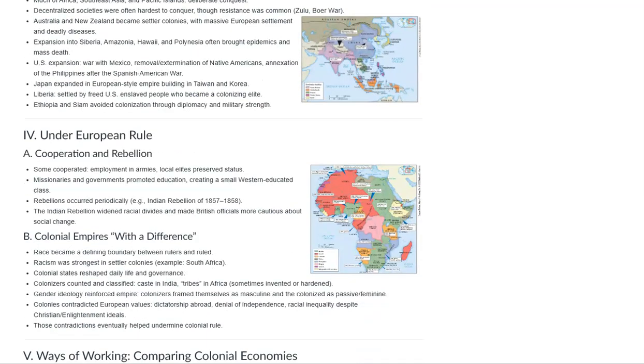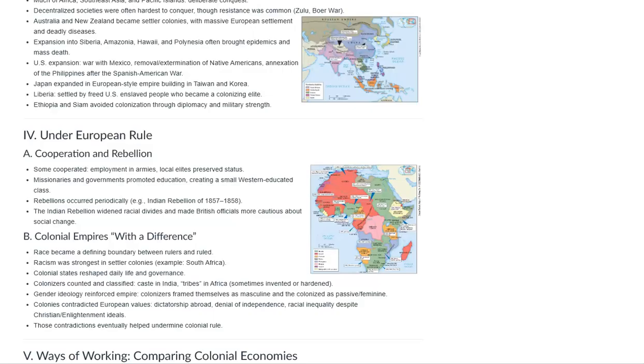I want us to also include American imperialism, because we were doing that as well. The United States expanded through war with Mexico, through removal and extermination of Native Americans, and through the annexation of the Philippines after the Spanish-American War. We also carried out a hostile takeover of the Hawaiian Islands. Japan built an empire in Taiwan and Korea in a very European style. Not every place was colonized, though. Ethiopia and Siam, or Thailand, avoided colonization using diplomacy and military strength.